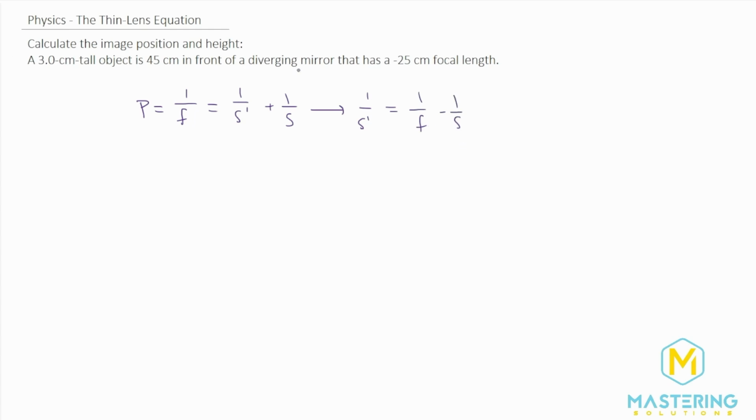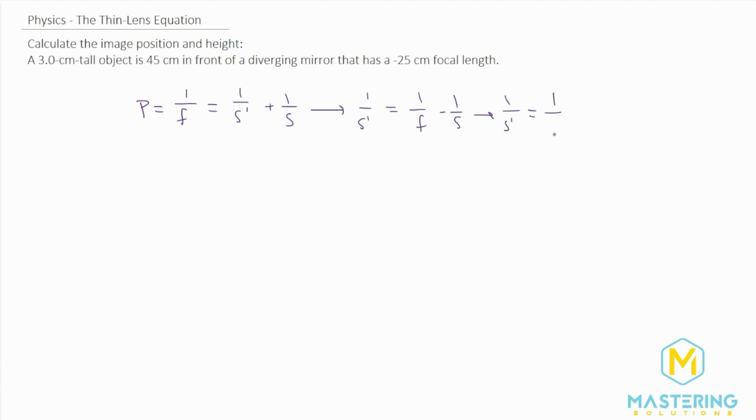Since it's diverging, the focal length is always going to be negative, like we were talking about. And for this, we're always going to get a virtual image for a diverging mirror. And maybe I'm getting ahead of myself because you'll see that here in a second.